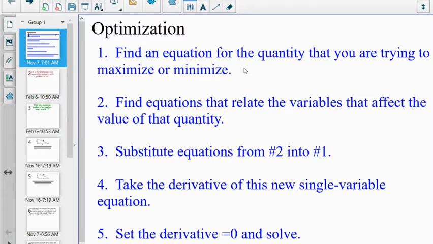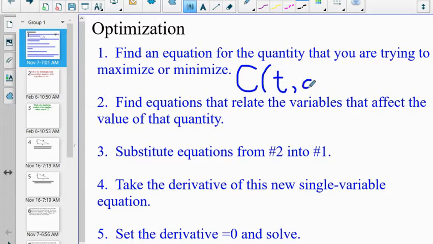Now you may have more than one variable. You may have something like cost as a function of time and quantity of something that you're buying, or whatever it is. You may have more than one variable. And if that's the case, then we need step 2 that says if you have both time and quantity, then you need something that ties those 2 things together, time and quantity, so that you can do what I'm saying in number 3.